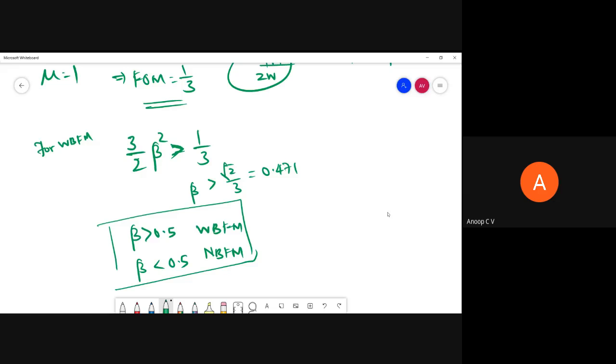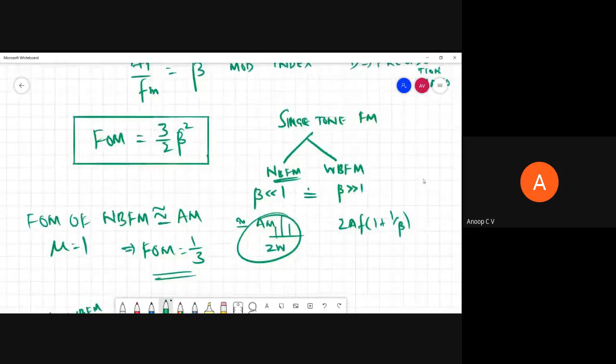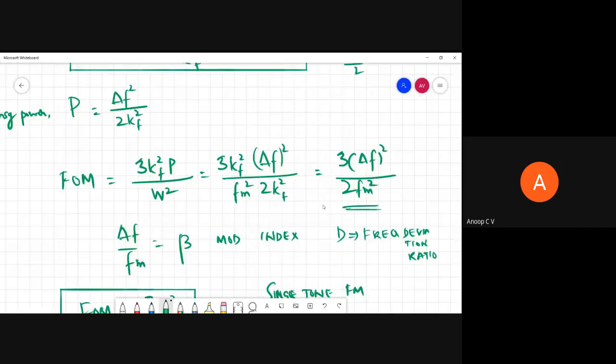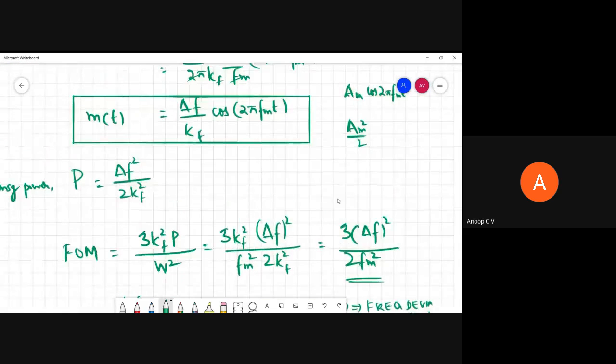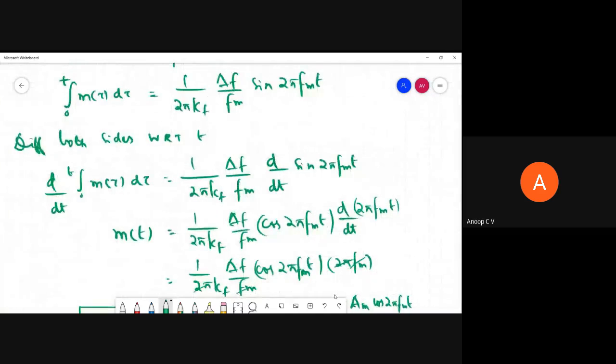From this you may get different problems, even though we have done it as a general case. I didn't assign any numerical values to delta F or fm, but if numerical values are given, you should be able to solve it, because it is quite straightforward. So in this session, we'll wind up with this particular problem.